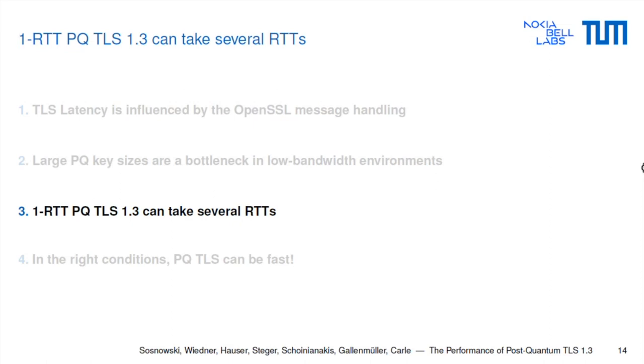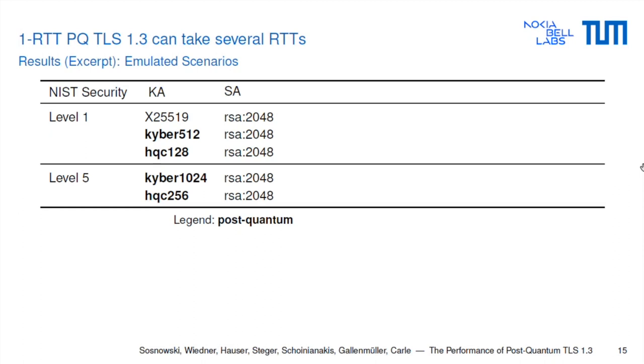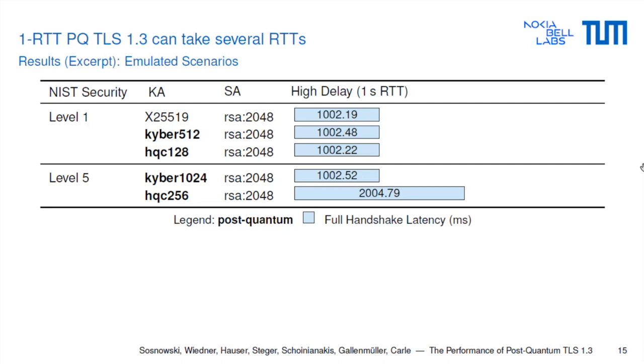Okay, third insight is about 1-RTT handshakes. And for this, I'm going to just show you some results again. This time we focus on key agreements, so the Kyber and HQC key agreement, and the high delay scenario we emulated. We configured basically a whole second for the round trip time between client and server. And here you see that the first 4 algorithms took 1 second for the whole handshake as expected. However, HQC took 2. Why?